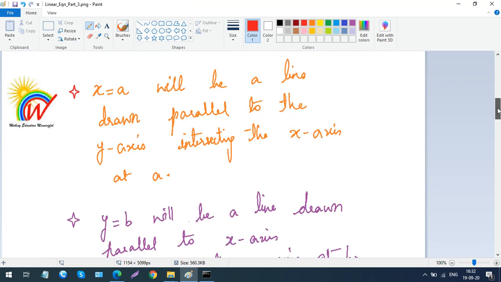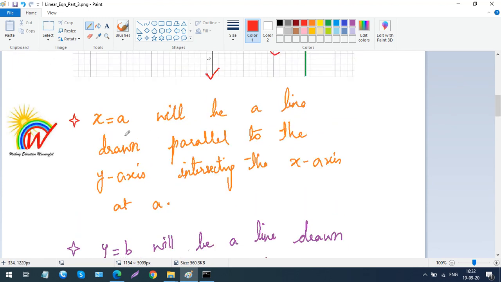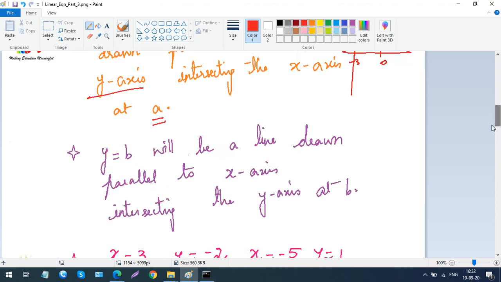Okay, so now here you see I have just written x equals a, where a is some number, okay, will be a line which will be drawn parallel to the y-axis, intersecting the x-axis at that particular number. Okay, if x equals negative 3, I will go to negative 3 on the x-axis. Let's say this is 0. I will draw a line like this. Similarly, if I have y equals b, some number, it will be a line which will be drawn parallel to the x-axis and intersecting the y-axis at b.